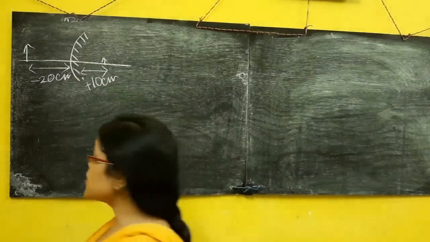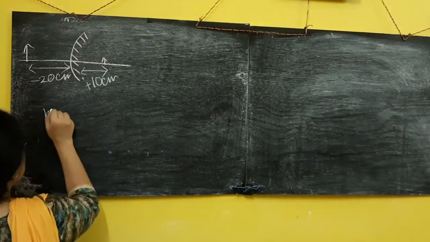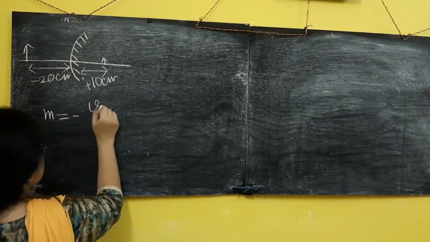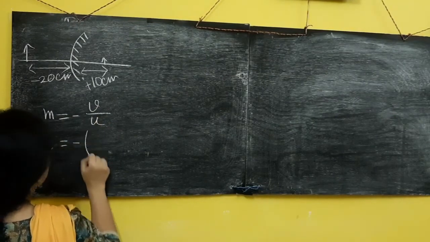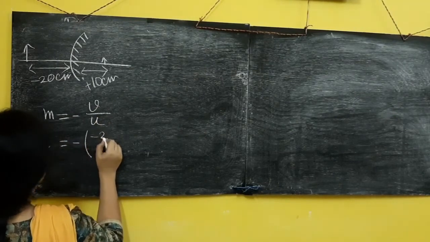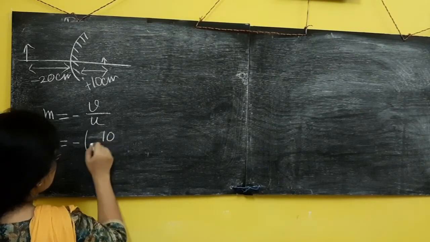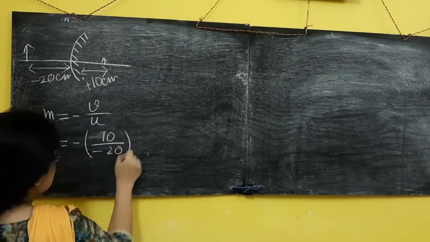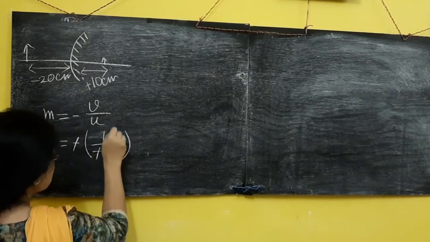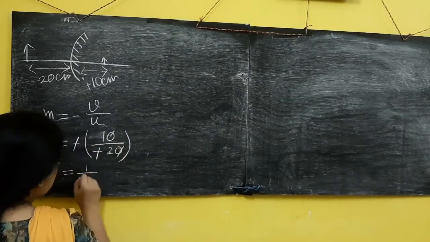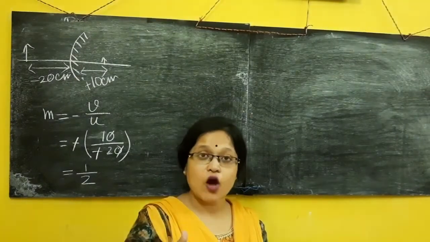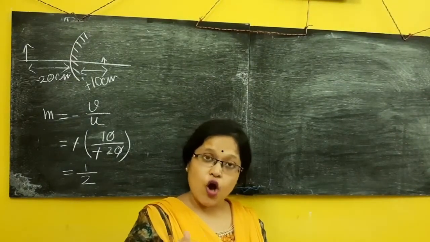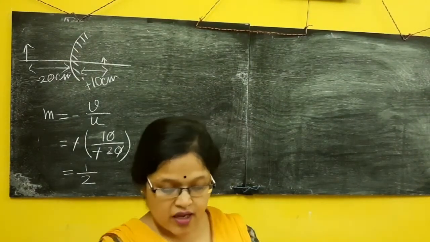So the magnification of the image will be m equal to minus v by u, that we know already. Taking the minus common, minus 10 by minus 20. The minus signs cancel out, the zeros cancel out, so whatever the object may be, the image will be diminished to half of the object. Clear? So this is done.